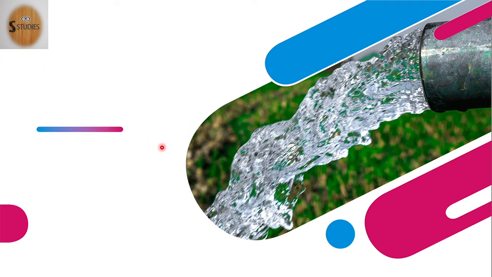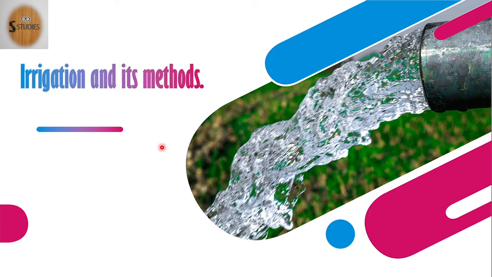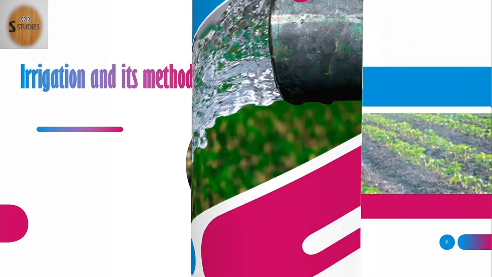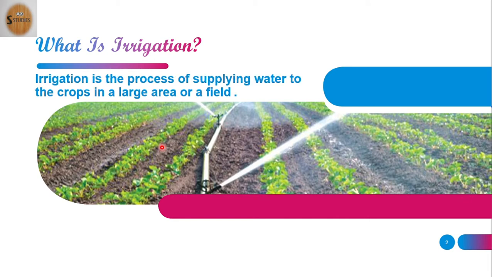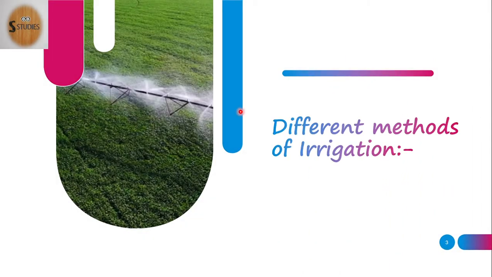So today in Studies we are going to learn irrigation and its methods. Let's go. What is irrigation? First, let's see what irrigation is. Irrigation is the process of supplying water to the crops in a large area or a field. So here we're going to see the different methods of irrigation.